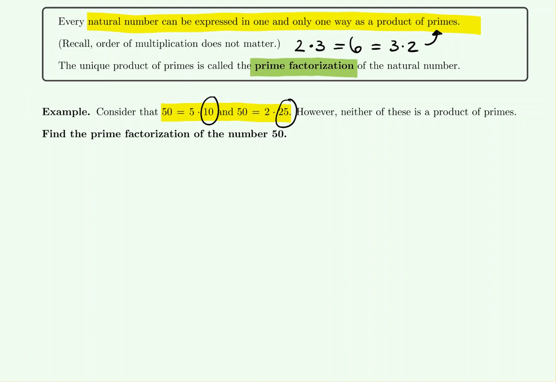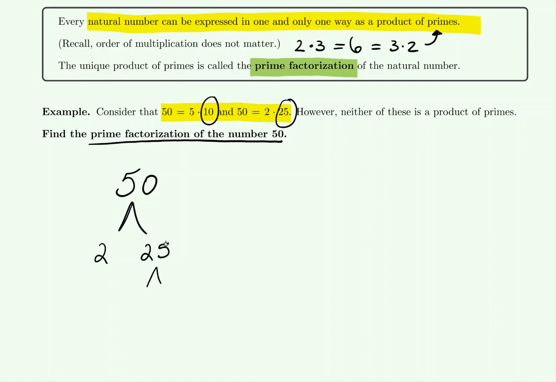So in order to find this unique product of primes, we were asked to find the prime factorization of 50. I would start with my tree here. Whenever the number is even, a good idea is to first divide it by 2, because we know a number that ends in an even number, so 0 is even, is divisible by 2. In your calculator, you could see 50 divided by 2 is 25.